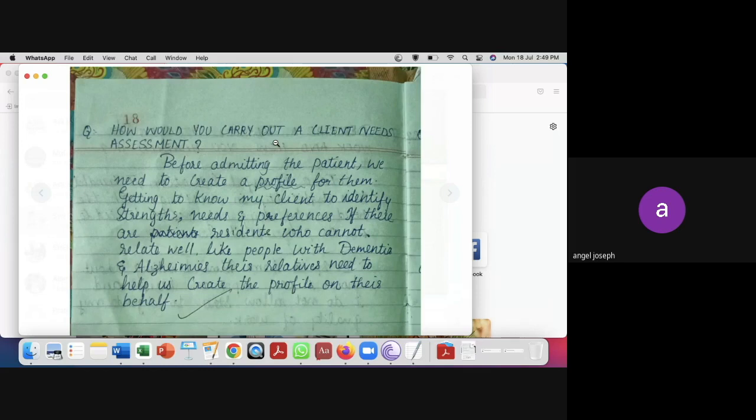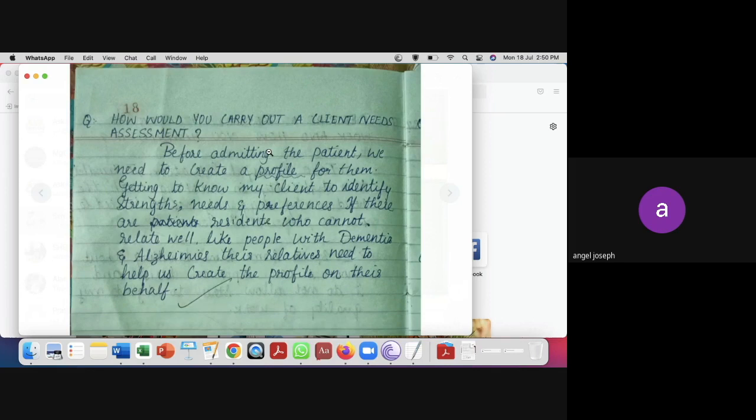Now, when you have a patient who comes to your care, all right, you must carry out a client needs assessment. Who is a client? Client is that resident. Okay. What do you understand by needs assessment? Assessment means check, investigation. All right, needs, of course, what their requirements are. So for this elderly resident, what are their needs, an assessment of that, a form or an investigation of that is what you do. Okay, so this is what it is.